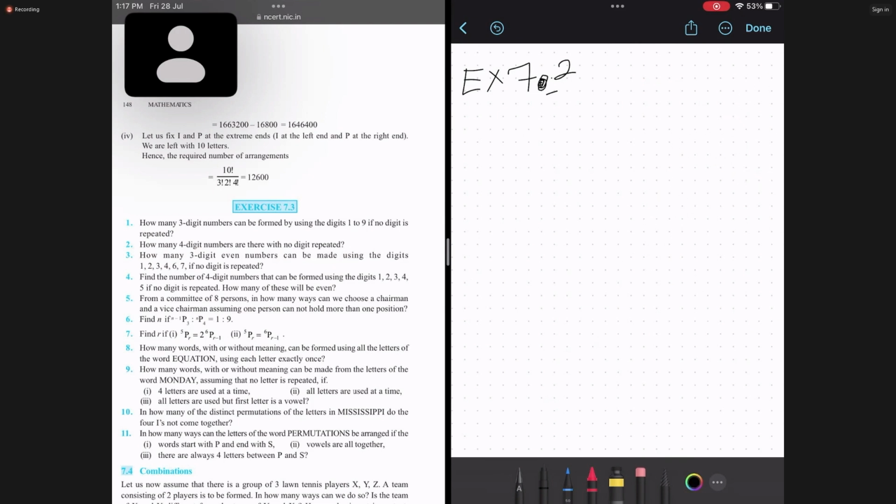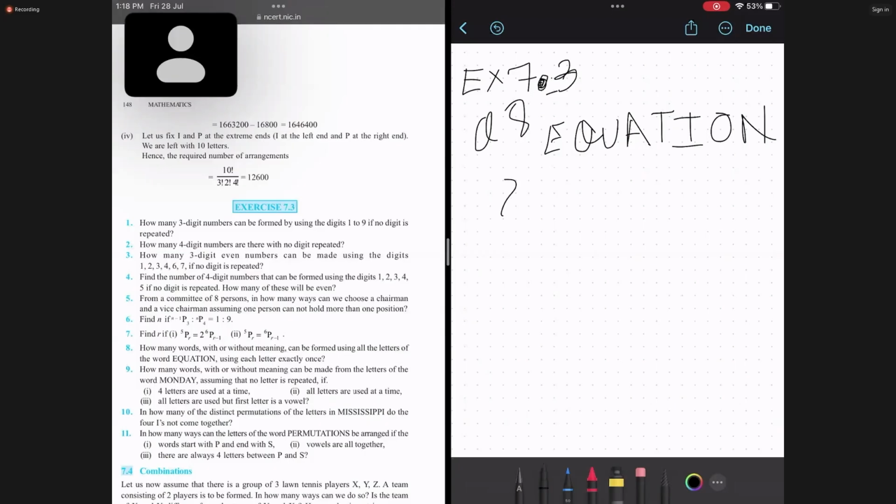Sorry, the heading. Yeah, so we are on exercise 7.3, question number 8. How many words with or without meaning can be formed using all the letters of the word EQUATION, using each letter exactly once? So we have E, Q, U, A, T, I, O, N. So all the letters, which are 8 to be precise, are distinct in the word EQUATION, and we need to use all these letters exactly once to enumerate all the different words that could be generated from this particular word, right?